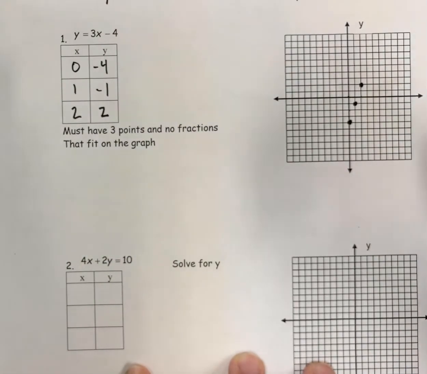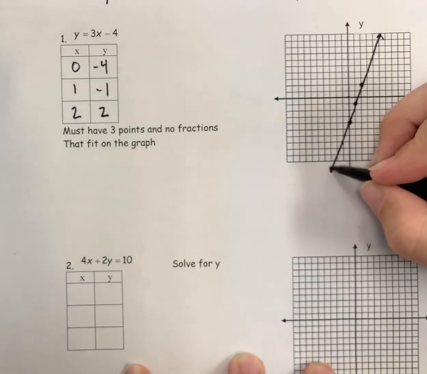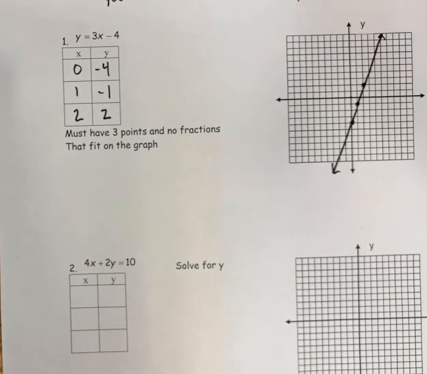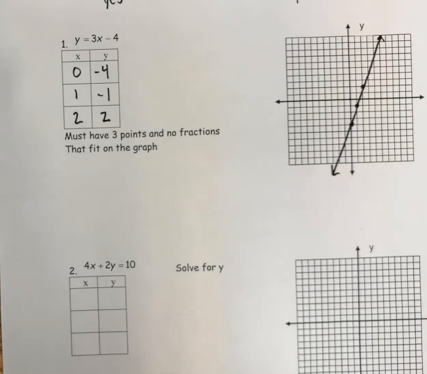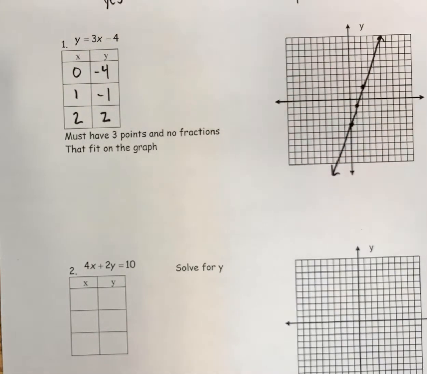Once you have your 3 points, you can go ahead and draw your line. It doesn't have to be perfect. Just make sure it's going through those 3 points. Okay? So that is the main idea. That is the main gist of what we are doing today. We are just learning how to graph specific equations by forming a table and then graphing the line.